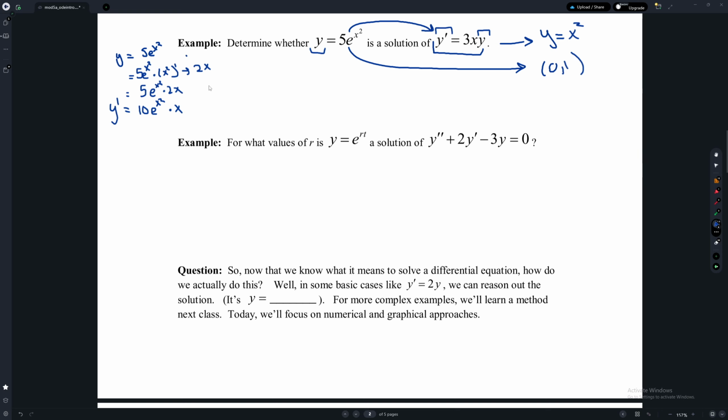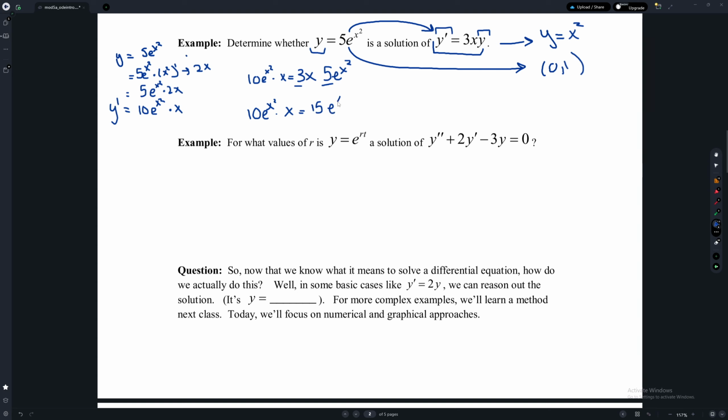So we have y prime, which is 10e to the x squared times x, equals 3x. And now we sub in our y, which is 5e to the x squared. Now this 5 and this 3 can multiply. This is the simplification part. This is an easy example, but you'll see harder ones. Equals 15.